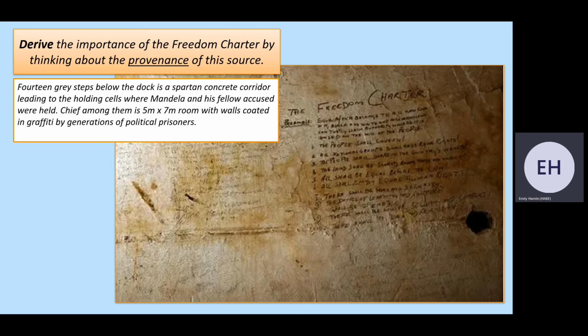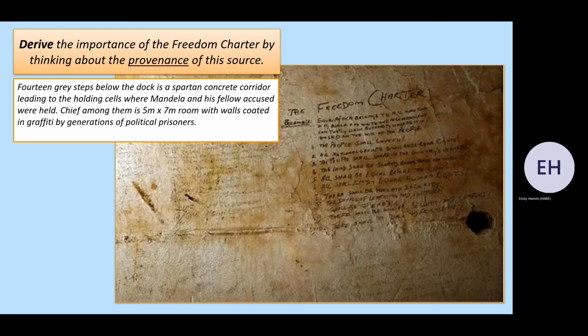What does that tell us about what the Freedom Charter meant? That somebody knows it off by heart enough to scribe it on a wall beneath the steps of the dock where they were being tried. What does it tell us? That it's the Freedom Charter that was written and not something else. How important is that Freedom Charter to these people? It shows us that these hopes and these dreams are still very much alive with these people as they are put on trial all these years afterwards.